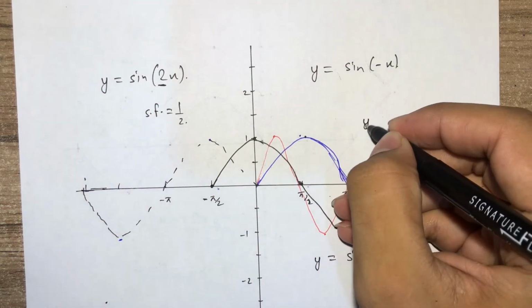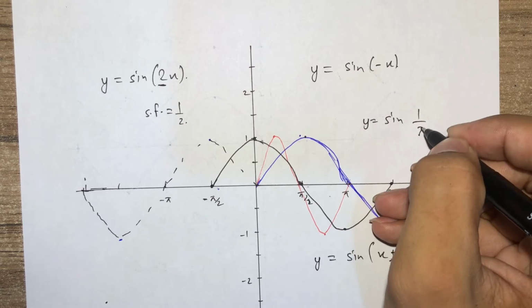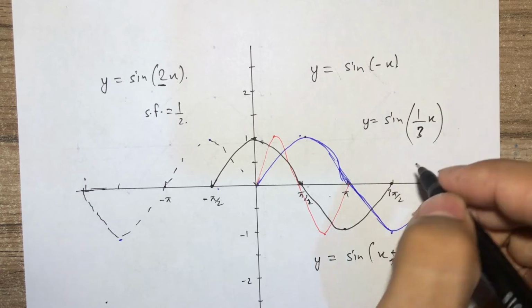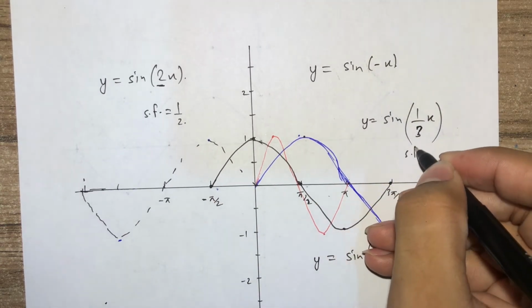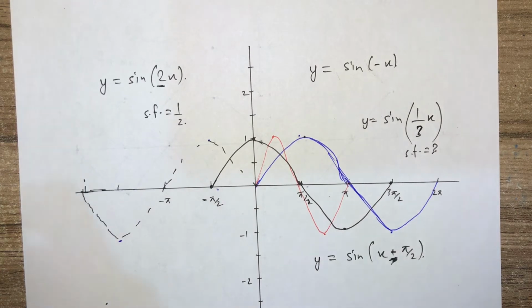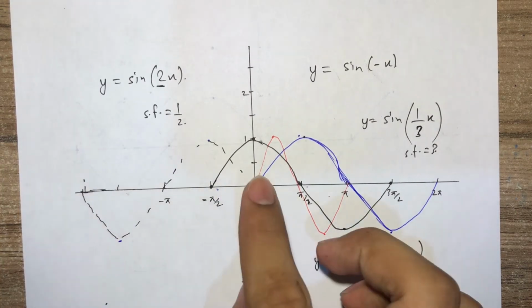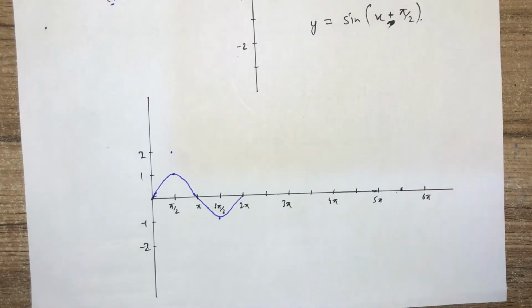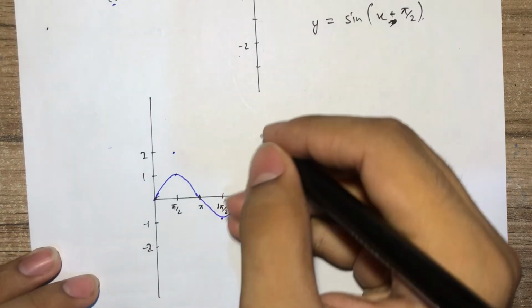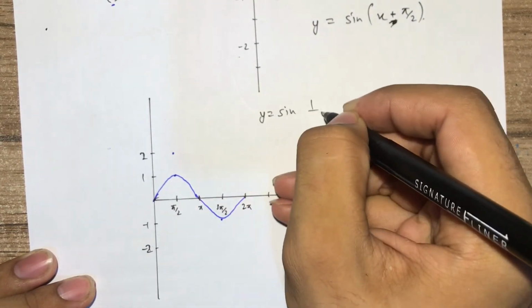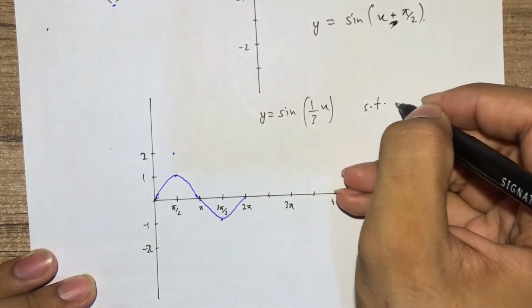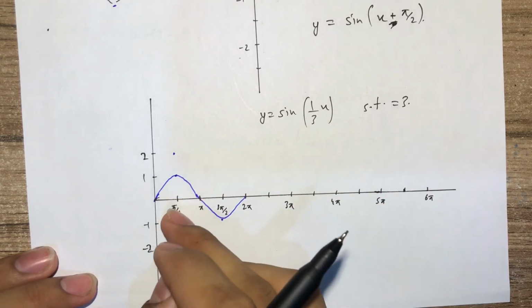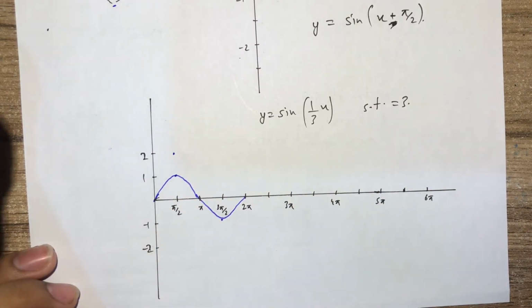Similarly, if we had y equals sine of 1 over 3 x, now what will happen is that the stretch factor will be 3. So the distance of every point from the y-axis will be multiplied by 3. I'll draw a new graph for this. So now this is the normal sine graph. We have to sketch y equals sine of 1 over 3 x. This means that the stretch factor is equal to 3. So the distance of each point from the y-axis will be multiplied by 3, right?